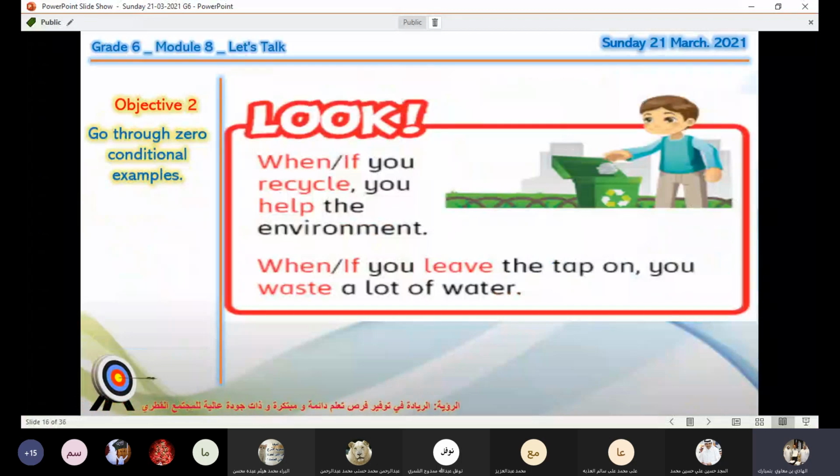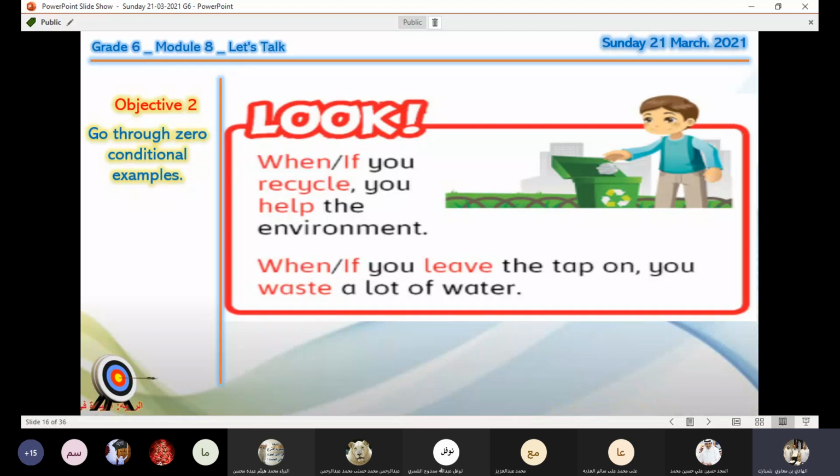We said at the beginning of the session that the video is about zero conditional. What does it mean, zero conditional? Look, a conditional sentence is a sentence that starts with if. So if a sentence starts with if, we say that this is a conditional sentence. With if or when, okay? Here we have an example.